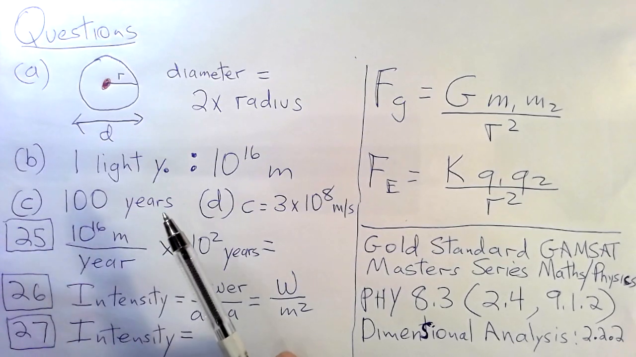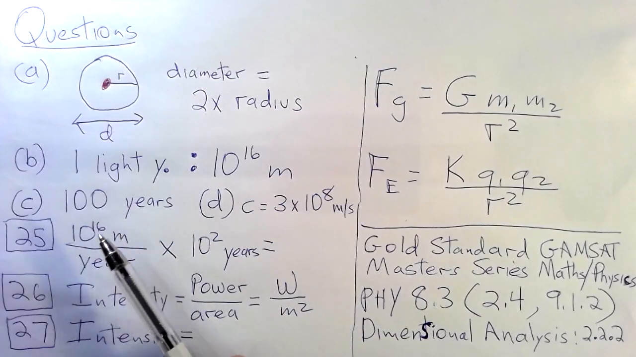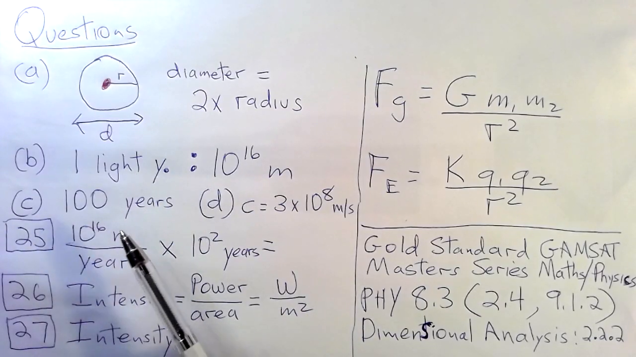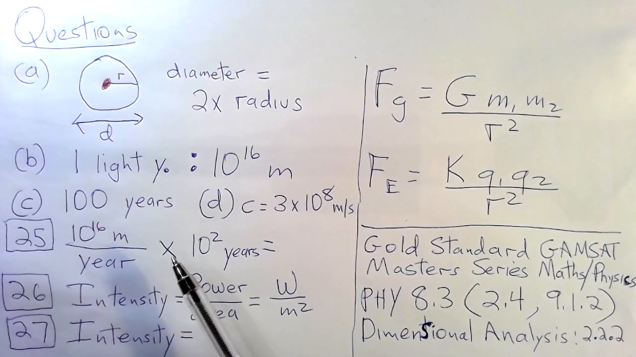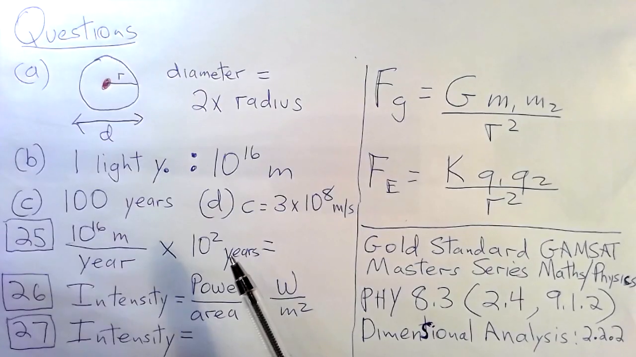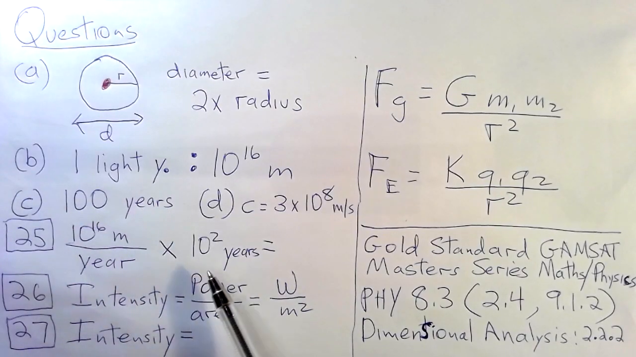And so all I need to do using dimensional analysis, because I know all my answers are in meters, I can see that in the answer choices, so I want to get rid of the years. The only way to do that would be to multiply this by the number of years. I'm given 100 years, which is the same thing as 10 to the power of 2 years.